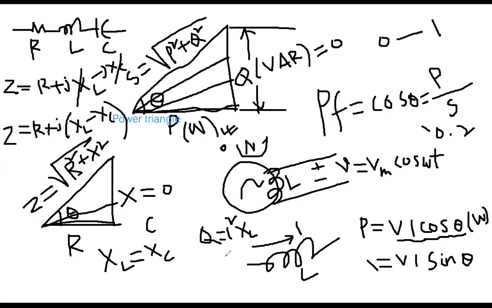So that is the thing I am telling you. When current flows through an inductor, it produces this Q, reactive power, and it does not give us any benefit in real life. We cannot use this power at all. It will just cause heating in the system.